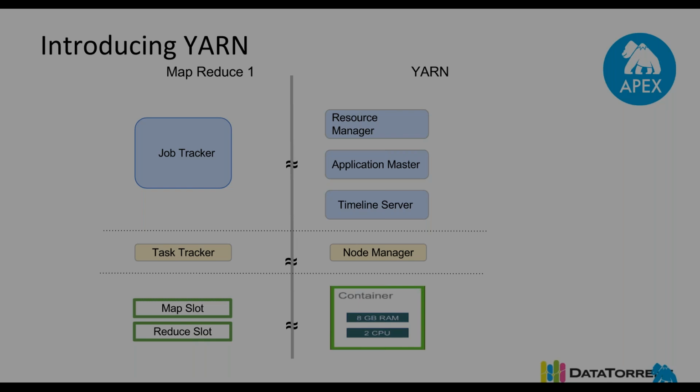Then task tracker is equal to node manager in Hadoop 2, where node manager takes care of the resource management of one machine. And in version 1, the processing slots we used to get were either map slots or reduce slots. So your processing was limited. You could either do a map processing or a reduce processing. But in version 2, you just get a processing unit called a container. You specify how much RAM or how much CPU processing power you need, and you get this container where you can run whatever process you want.